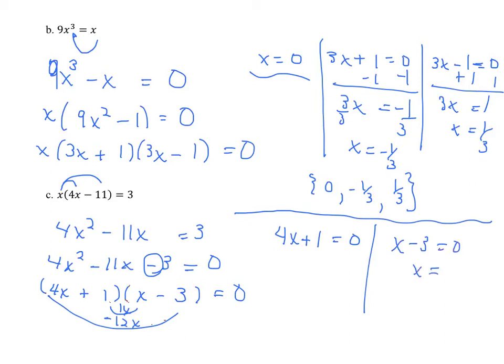So x is equal to 3. Take away 1, take away 1. X is equal to -1/4. 3 and -1/4. Perfect. Next.